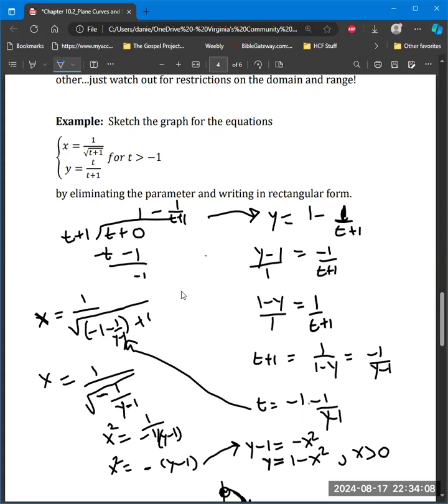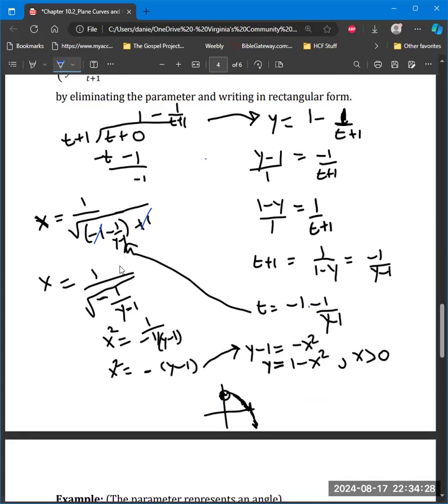-1 minus 1 over y minus 1 plus 1 inside of that square root sign of x equals 1 over the square root of, it was t plus 1, and I just substituted for t. So this -1 and this +1 will take care of each other, and I'll have x equals 1 over the square root of -1 divided by y minus 1. I'm going to need to square both sides to get rid of this square root.